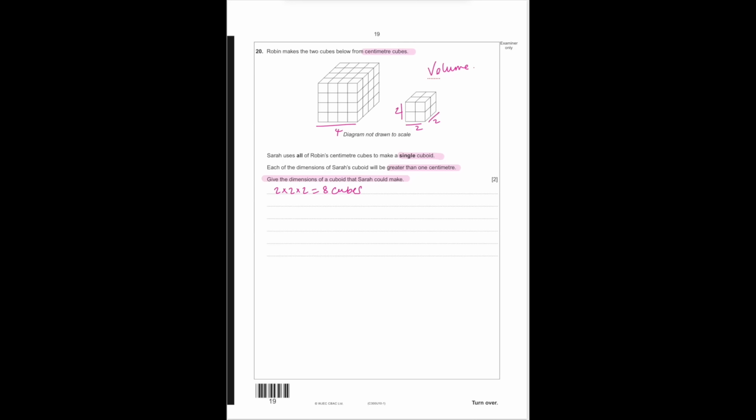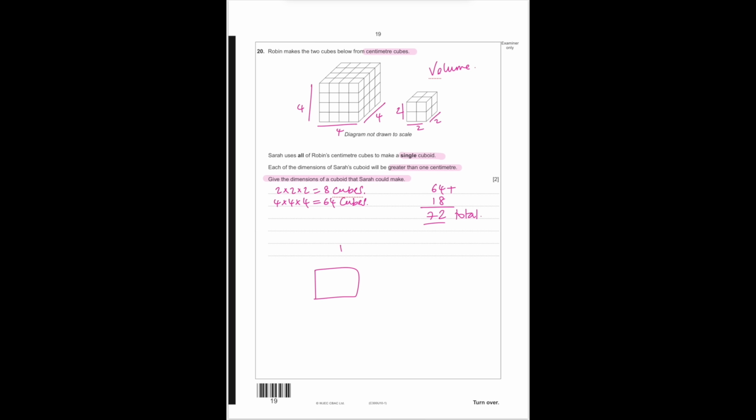So this one is 4 by 4 by 4. 4 times 4 times 4 is 64. So there's 64 cubes in total. Okay. Now we need to figure out the total number of cubes because Sarah is putting them together. So 64 plus 8 is 72. So there's 72 cubes in total.